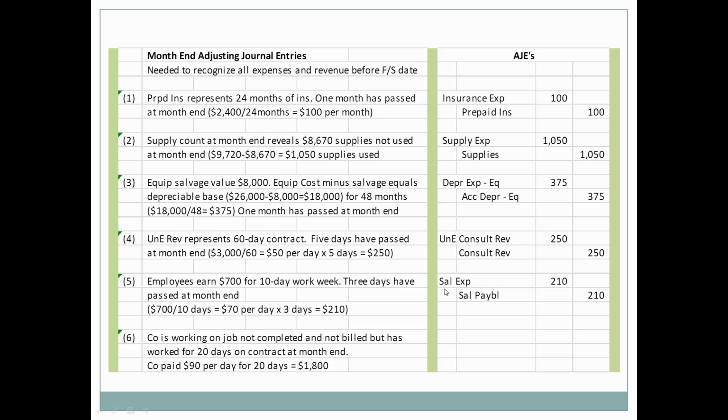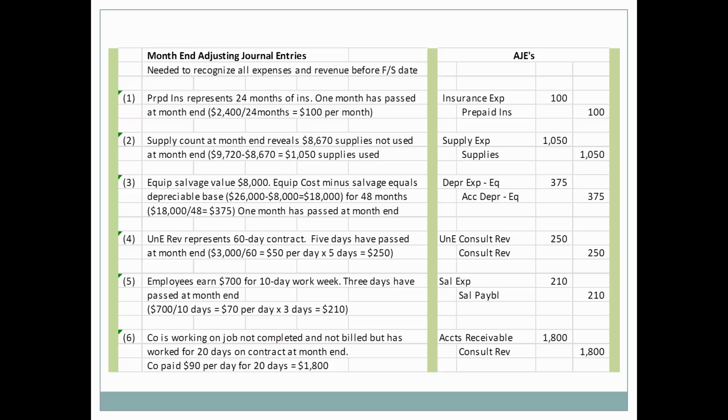Next, salary expense. $210 salary expense is increasing, so we're going to debit it, and now we have a payable because we haven't paid them yet for this. So we have to increase the payable, which is a liability, so increasing the liability means we will credit it.